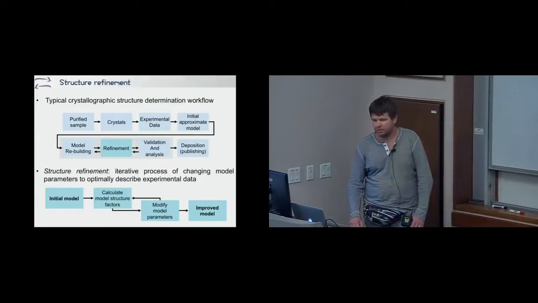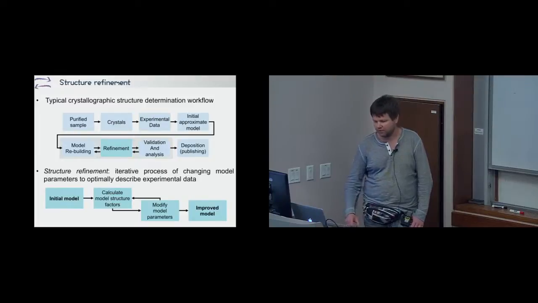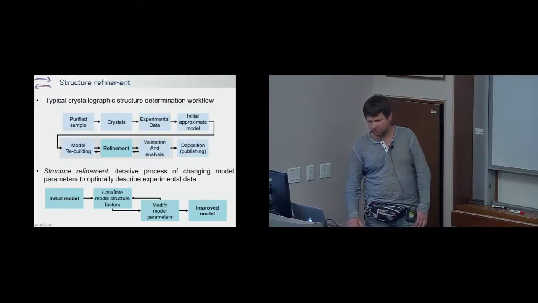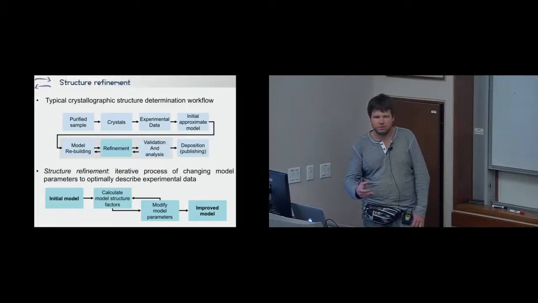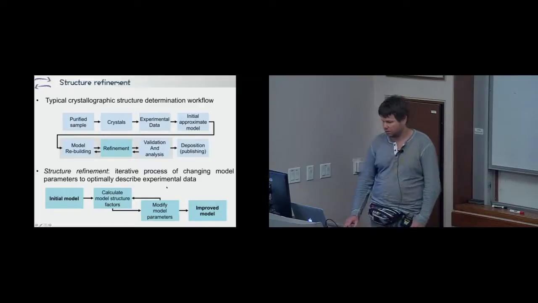And what is refinement? In general, structure refinement is an optimization problem, which in the crystallographic case is solved iteratively, as outlined here. You have an initial model, maybe poor. You calculate structure factors from this model. You match the structure factors against some available experimental data and use some scoring function to evaluate the match. We iterate several times, and hopefully in the end we get an improved model.